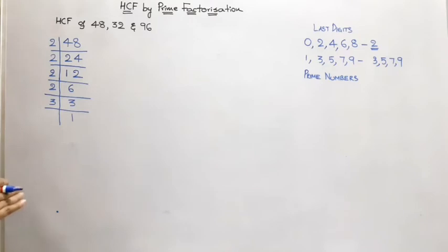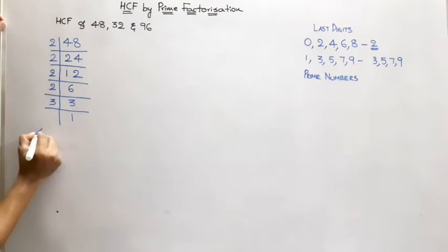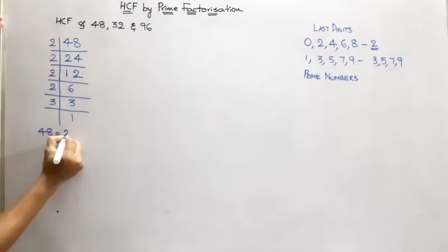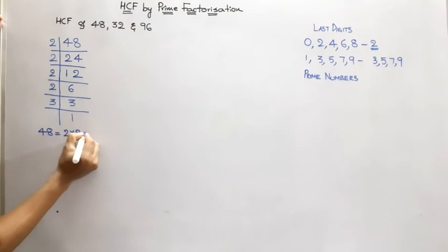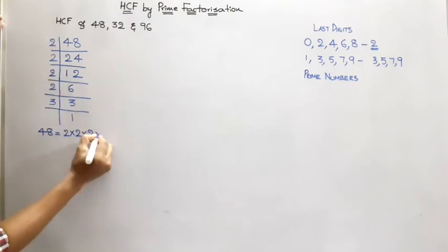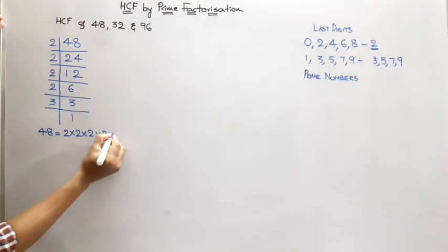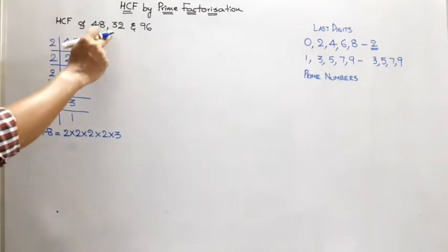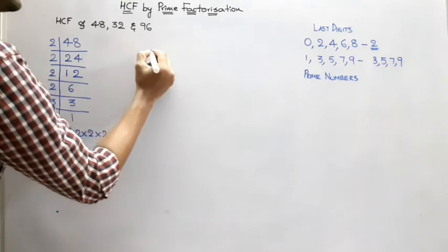So, how can we write 48 now? So 48 is equal to multiples of this: 2 into 2 into 2 into 2 into 3, so here 4 2s are there and 1 3. This is the prime factorization of the number 48. Okay. Now I am moving to the second number, which is 32.